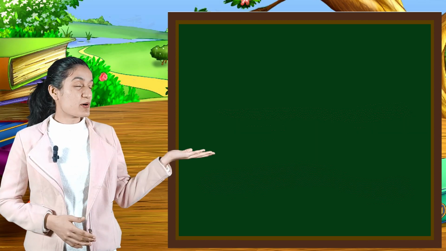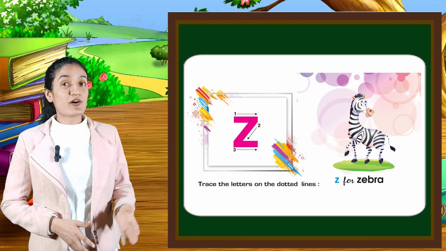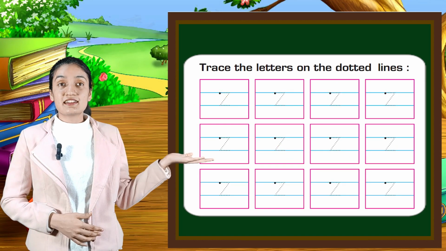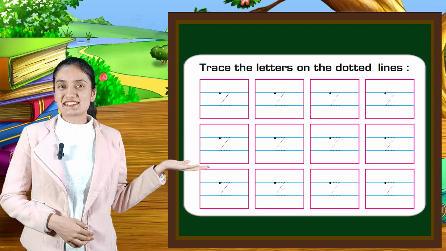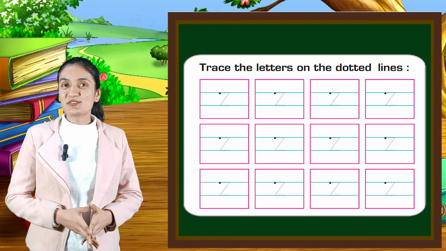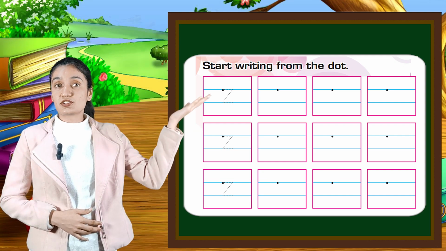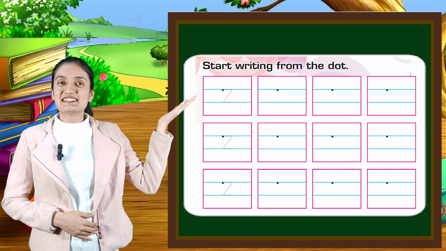Next letter is small z. Z for zebra. Trace the letters on the dotted line. Here are dots and trace the letter Z and you will learn how to draw Z. Start writing from the dot. Start from the dot given and try to make Z.